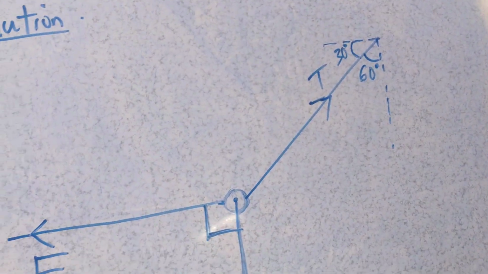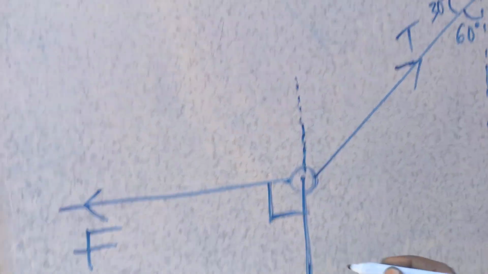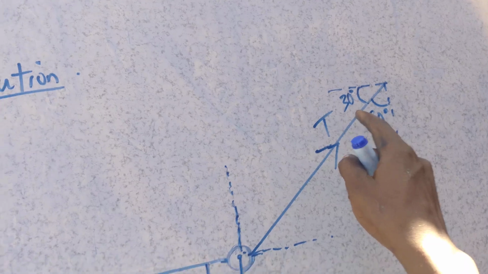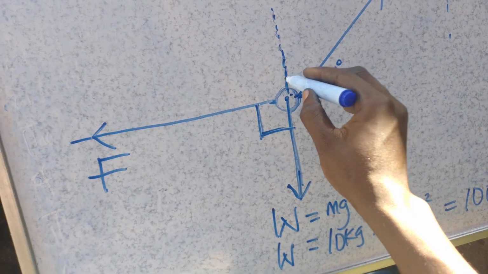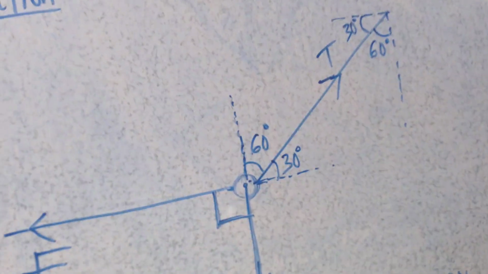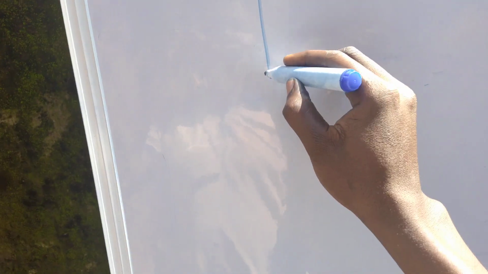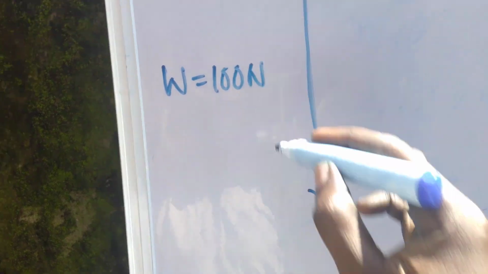So we come back here now. It means that if I extend this line, this can also be extended like this. 30 degrees we alternate here as 30 degrees, and 60 degrees we also alternate as 60. Alright, so I'll first take my weight acting vertically downwards. Using the triangle of forces, I'll take the weight of the body acting vertically downwards, which is W equals 100 newton.